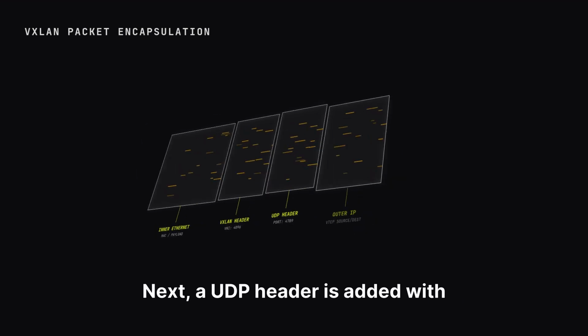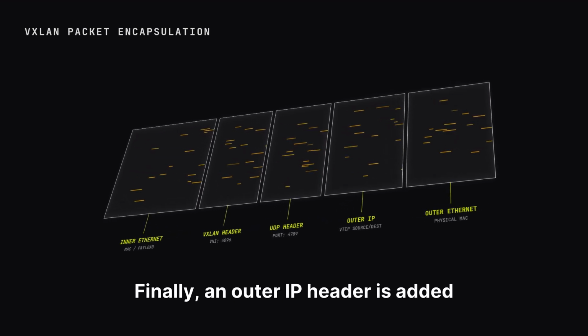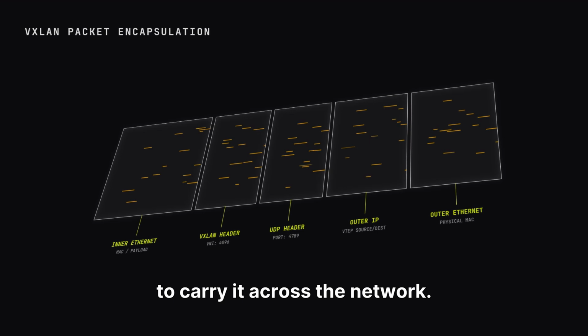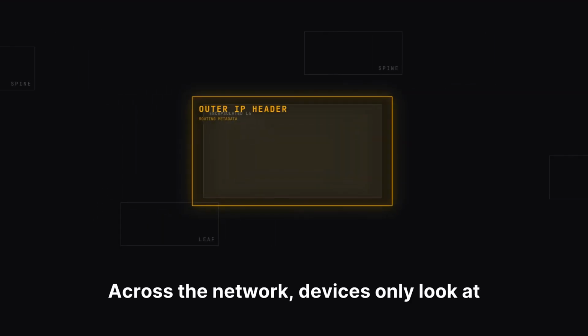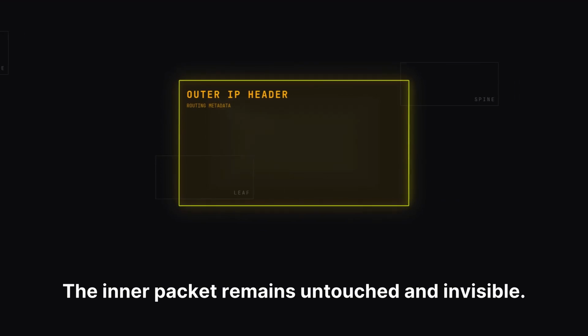Next, a UDP header is added with destination port 4789. Finally, an outer IP header is added to carry it across the network. Across the network, devices only look at the outer IP header. The inner packet remains untouched and invisible.